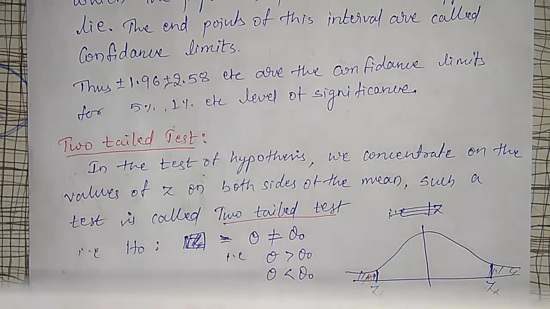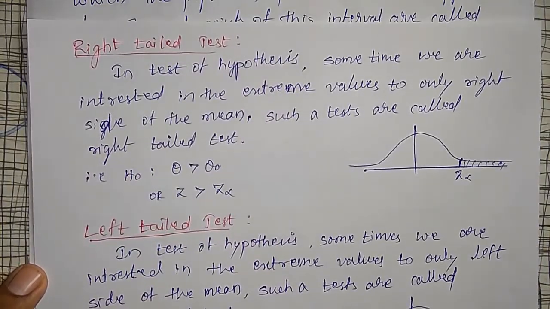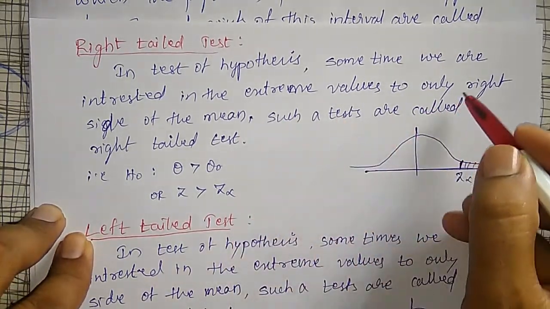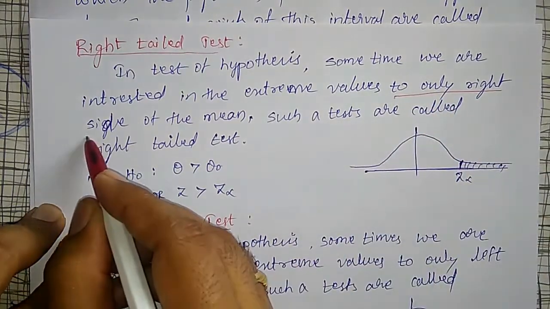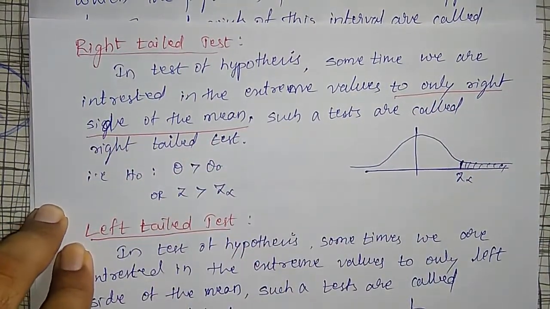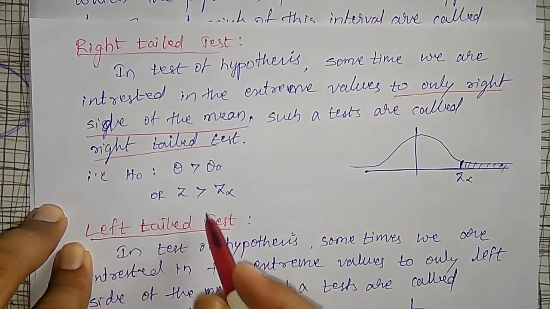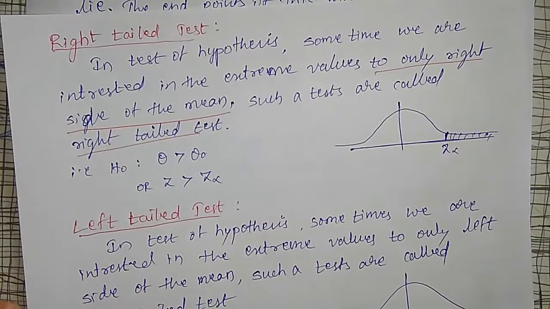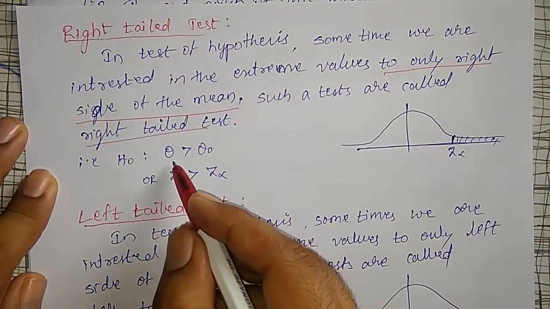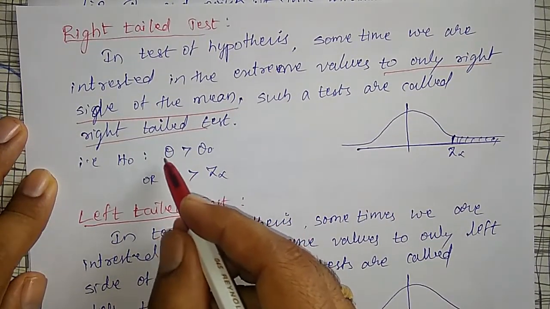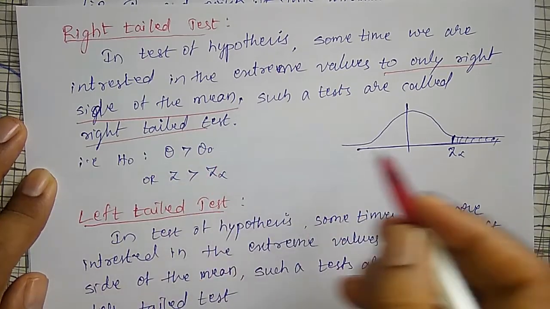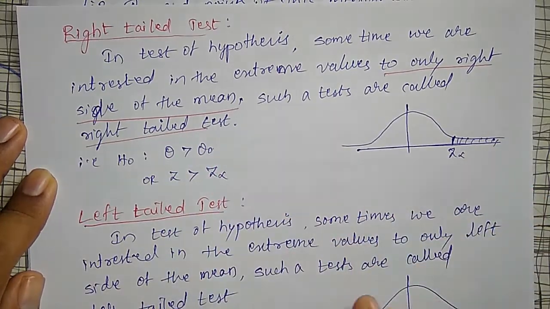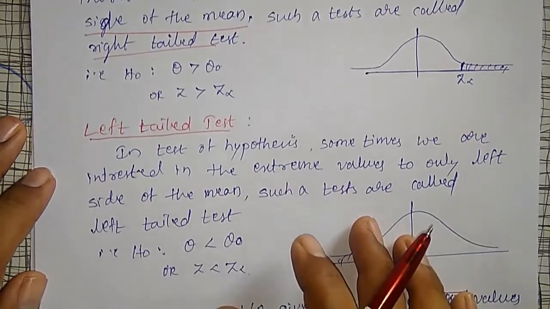Like that, the right-tailed test. In the test of hypothesis, sometimes we are interested only in extreme values on the right side of the mean. Such tests are known as right-tailed tests. Only on the right side we are checking greater than. This is the parameter, and this is the statistic. For the parameter we are checking just for greater than. Such tests are known as right-tailed tests.